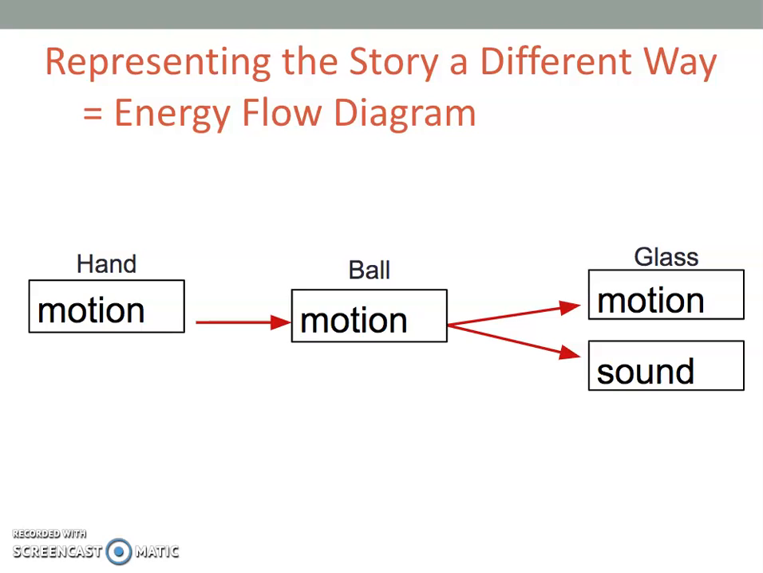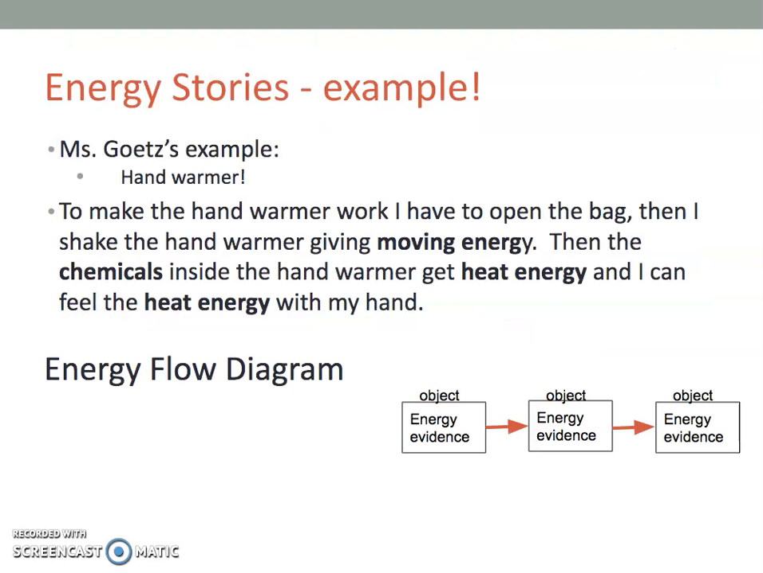I have another example for you before I get into looking at your worksheet. And this is for something called a hand warmer. And a hand warmer is a little package that you open up, and it has some chemicals inside that when they get exposed to air, they actually heat up. You've maybe used them if you go hunting or fishing in the winter. They're pretty awesome. So to make the hand warmer work, I have to open the bag. Then I shake the hand warmer, giving it motion energy. Then the chemicals inside the hand warmer get heat energy, and I can feel the heat energy with my hand.